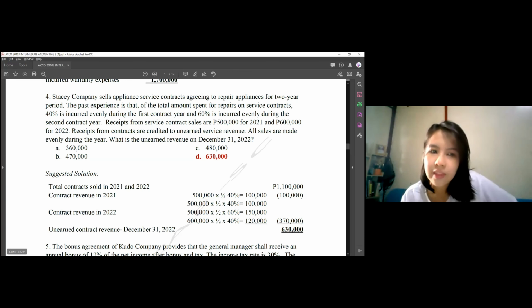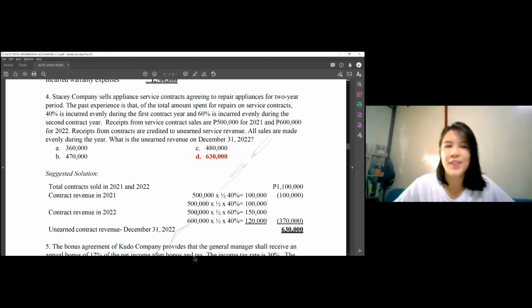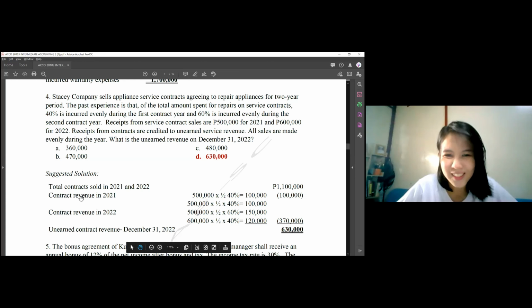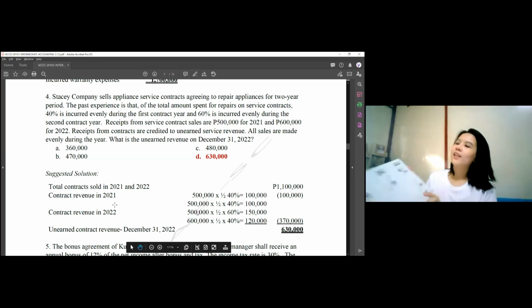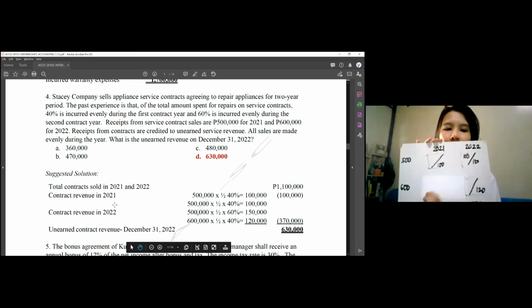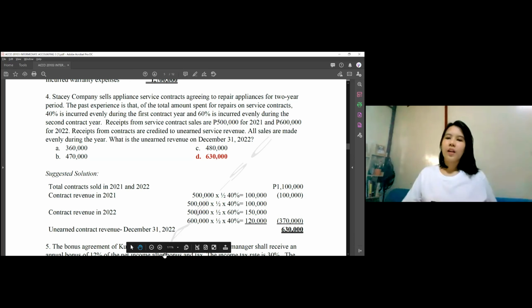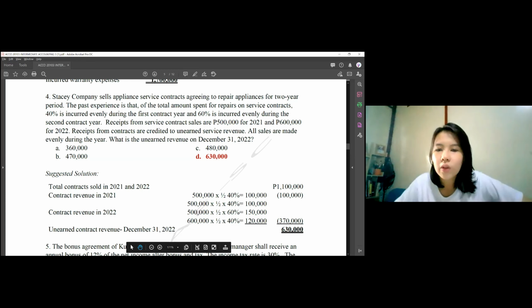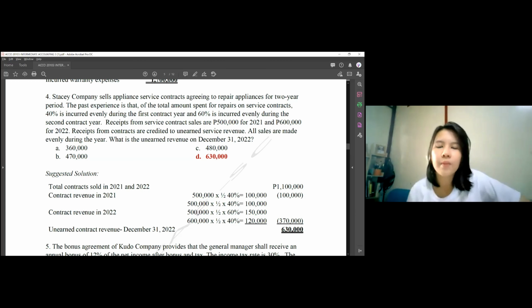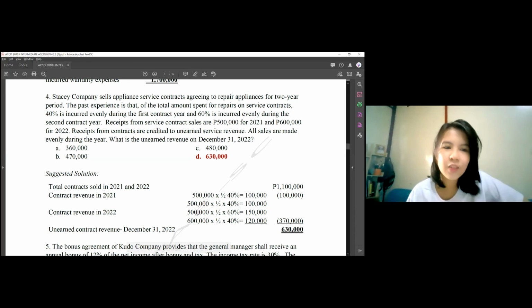We just add them up. For 2021, the contract revenue for 2022 should be on the second line, because based on the box method, there's only one for 2021. So 100,000 only for 2021, and for 2022, it's 270,000. We add them up and get 470,000. Deduct that from the total revenue, then we get the unearned portion, which is 630,000. So that will be the unearned contract revenue as of December 31, 2022.